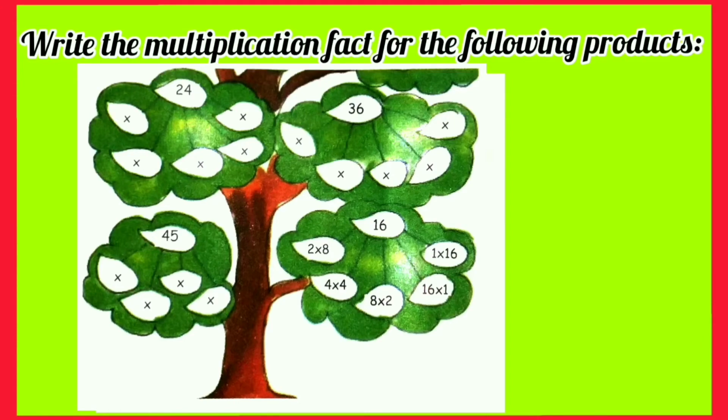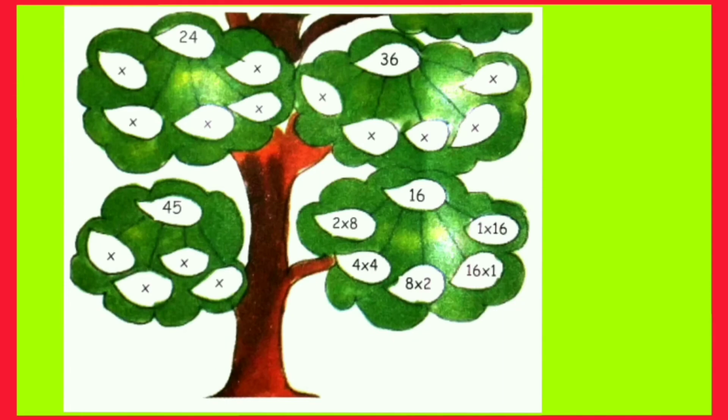Write the multiplication fact for the following products. Children, here we have the product of multiplication facts. We have to find the multiplicand and multiplier. For that, we have to check the tables. First, we have the product of 24. Children, let us start from the first table. 1 into 24 equal to 24.